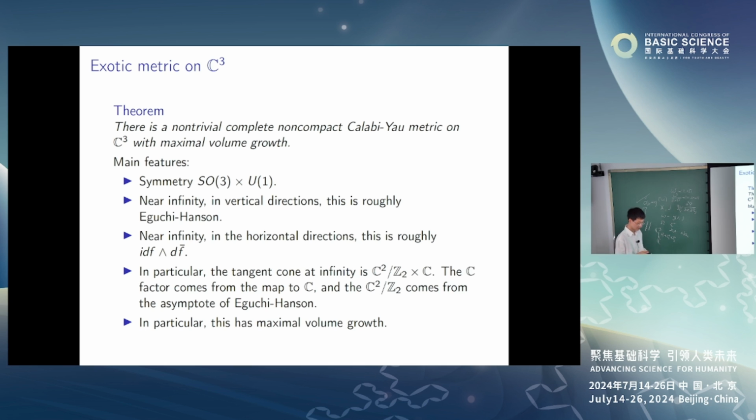So I will show you a picture later, well, this whole setup, where the C comes from really the base direction, and C2 over Z2 comes from the asymptote of the Iguchi-Hansen metric. Because the Iguchi-Hansen metric in the vertical direction is asymptotic to C2 over Z2. So in particular, this metric has maximal volume growth, meaning R to the 6.